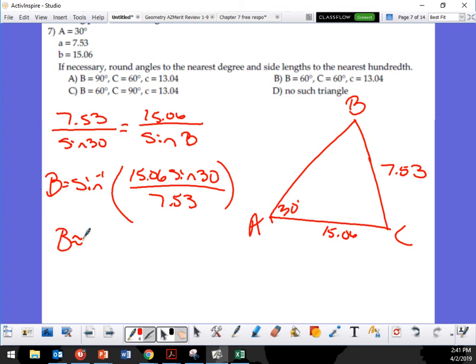What do we get for big B? 90. 90? You guys agree, 90? I hear yes, I hear no. Okay, so if it's 90, that means my answer is?